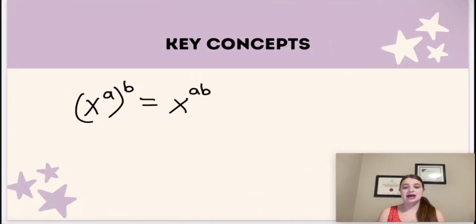This law states that x to the power of a, to the power of b. So if we have a power to a power, then we should multiply the powers. This is going to be the same as x to the power of a times b.